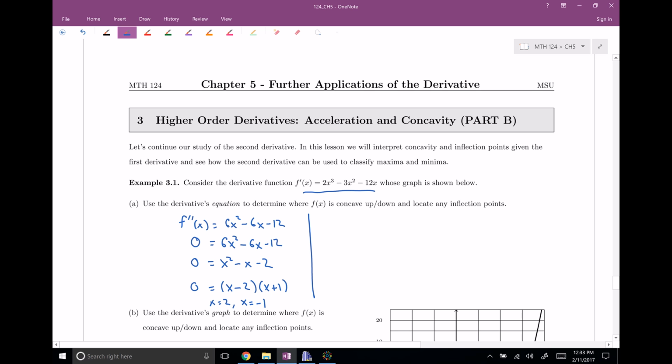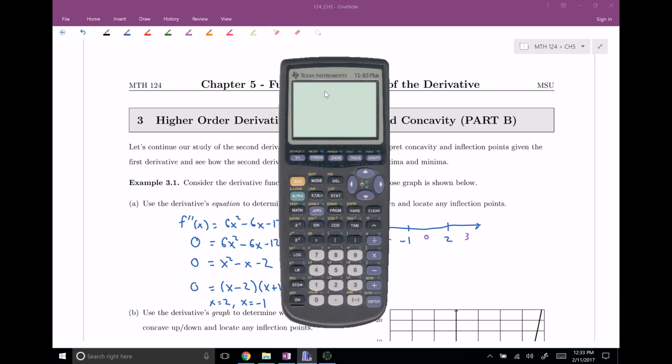I don't know yet if we actually changed concavity or not, but let's check. I'm going to go ahead and draw my number line. I'm now interested in plotting information about the second derivative, and I need to break this up. A point of interest is at negative 1, and another point of interest is at 2. I need to take some test points: negative 2 maybe, 0 in this one, 3 in this one, and see if the second derivative is positive or negative there. I'm going to use my calculator for this part.